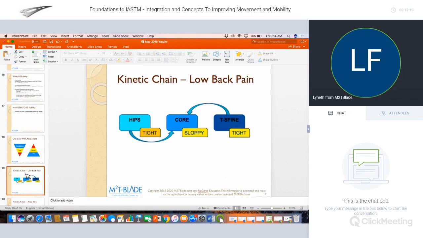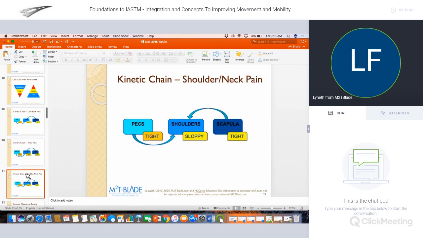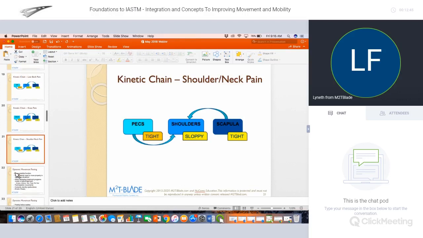If I have a patient that has low back pain, we're going to see that their hips are going to be tight, their core is going to be sloppy. When we say sloppy, it's going to be tight and weak. And then the thoracic spine is going to be tight. We've probably talked about this one three or four times already in this webinar: if a patient experiences knee pain, look at their ankles. Their ankles are going to be tight, their low back and knees are going to be sloppy, and their LPHC, which is their lumbar-pelvic hip complex, is going to be tight as well. The last one is shoulder and neck pain. The pec is going to be tight, the shoulder is going to be sloppy, and the scapula is going to be tight.